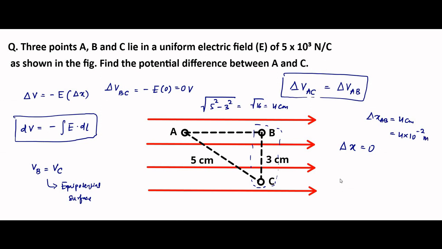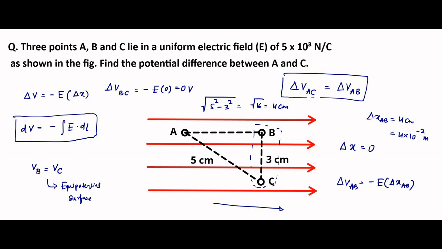So the electric potential difference between points A and B is equal to minus E delta X AB. Okay, the gap between points A and B along the same line as the electric field lines, parallel to it, the separation gap parallel to it. So here you see the separation gap between these two points in the parallel direction is different. In the perpendicular direction it is 3 centimeter, but along the same line it is different.